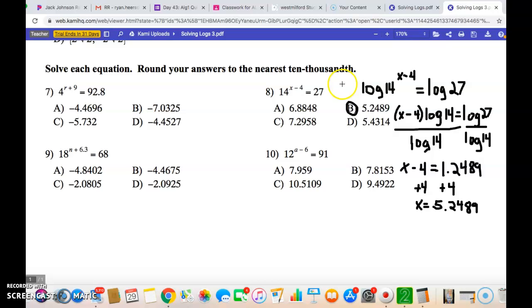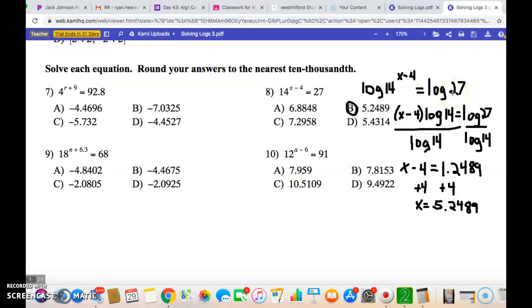So log goes here, so log of, now there's no base. It's assumed to be a log base 10. You don't have to write the 10. But log of 14 to the x minus 4, right? Log on this side. Equals, put a log here, so log of 27. Just goes right in front.